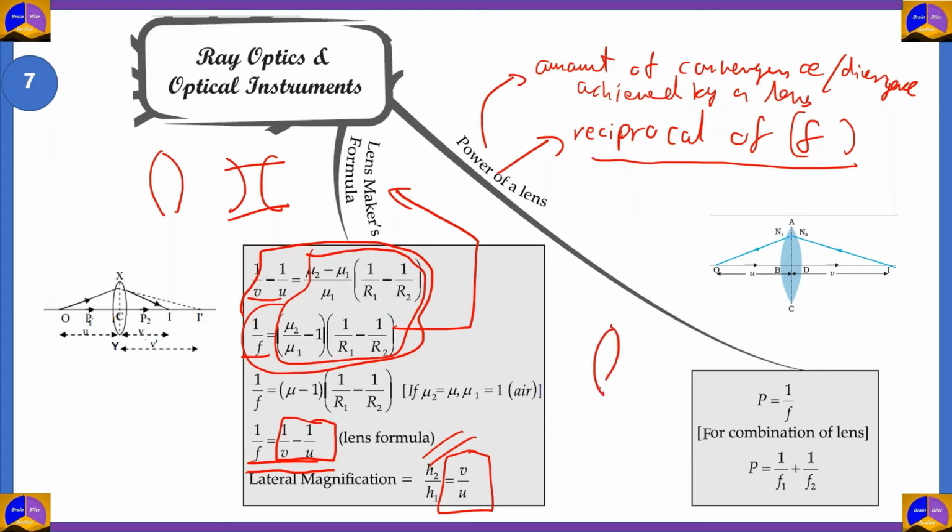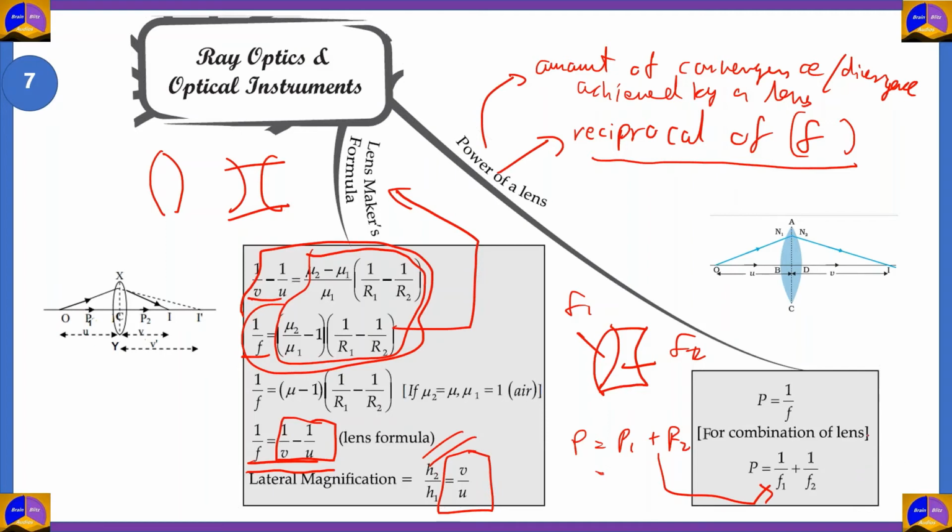Suppose we have two lenses. So this is a convex and this is a concave. We know their focal lengths, say F1 and F2. Then for a combination of lenses, if you want to find the power, we use P is equal to P1 plus P2, power of the first lens plus power of the second lens. Power of the first is 1 by F1 and power of the second is 1 by F2. So P is equal to 1 by F1 plus 1 by F2. If there are more than two, then we just add the reciprocals up.